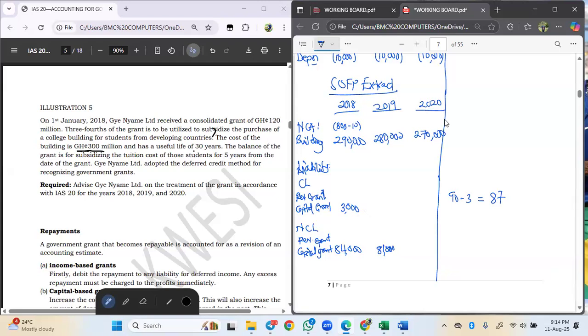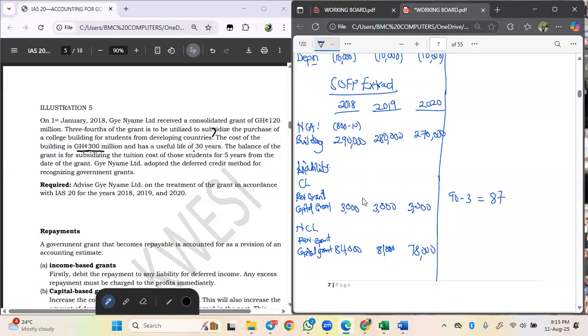And 3,000 will be released within a year. That is the 2020 grant that will be sent to P&L. So it will be 3,000 here, and 78 here. You see, this one there was no dash, because the years will move on to 30 years, so you end it here. The grant too is 5 years, but we are limited to 3 years. So that one too, there will be no dash.